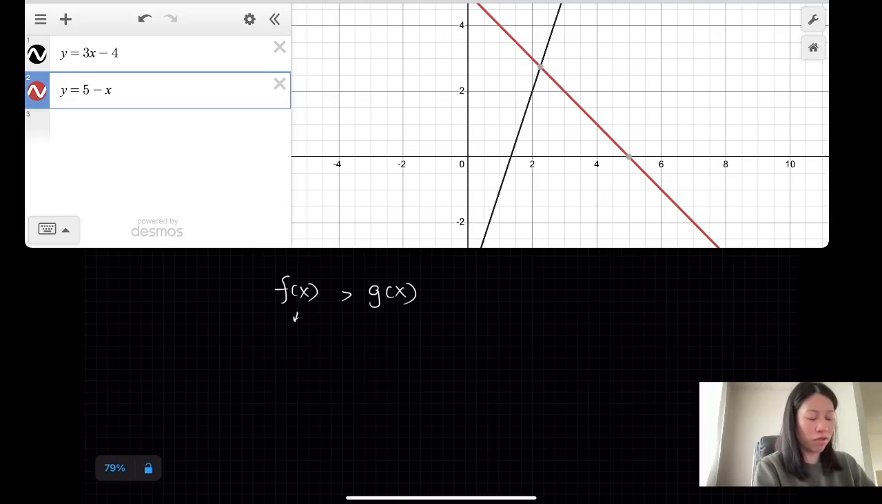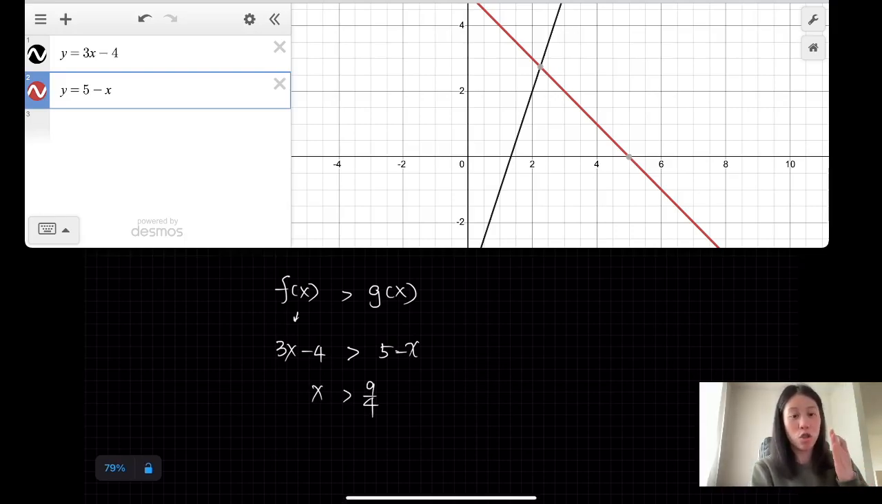For this inequality, it's the same solve. We substitute g(x) and f(x) into the function. I have 3x minus 4 greater than 5 minus x. When I solve it, I will get x greater than 9/4, right? That means after you pass 9/4, you will get the value of f(x) always greater than the value of g(x). Okay, so that's it for this section. We will give you more examples during our homework. Let me know if you have other questions.